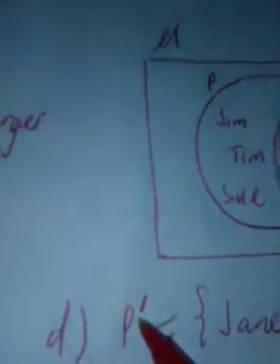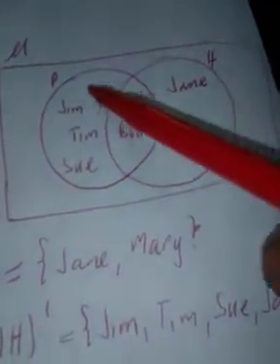The number of people who are not in P. Who is not in P? All right. Who's not in P would be Jane and Mary. Just these two, because all of these people at least like pizza.